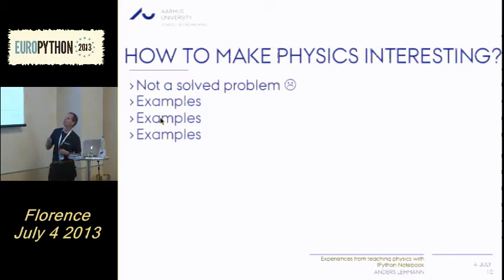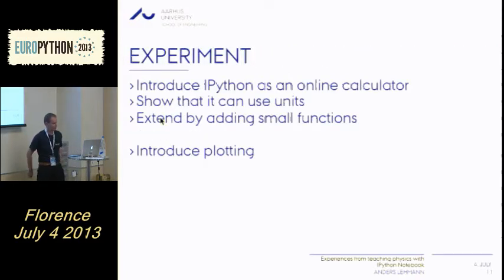So how to measure if IPython notebook is working? Well, I call it an experiment, but it's not very scientific because then I should have made it double blind. The semester. So it's not very scientific or quantifiable, at least. But let's just call it an experiment anyway. I didn't tell my students that now we are going to see something new. I just pulled it out of the hat and just started using it.